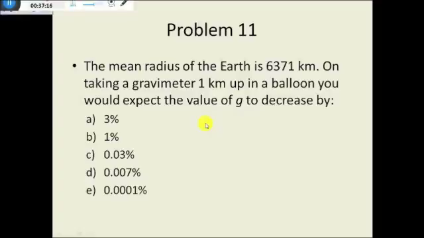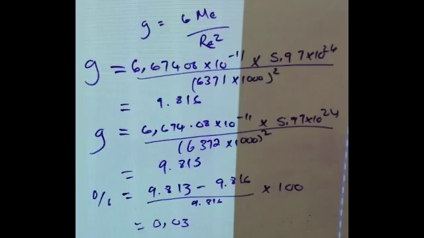So you can see that it's a really small change in gravity as you move up in the balloon. G calculated at the surface of the Earth is 9.816, and then 1 kilometer up, the radius becomes 6,372, and G becomes 9.813. If you subtract those from each other and calculate it as a percent, you get a 0.03% difference in G as you move 1 kilometer up.